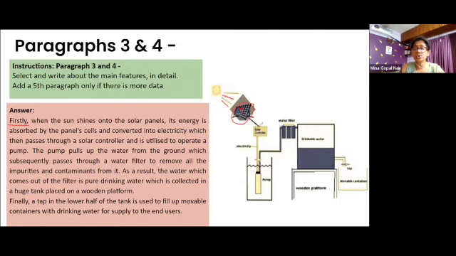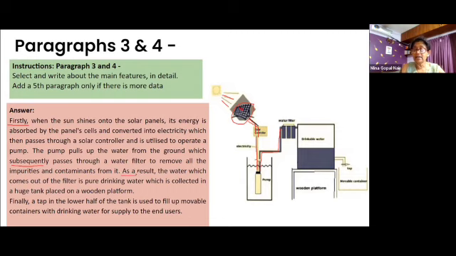Now this electricity passes through a solar controller and is utilized to operate a pump. So the electricity passes through the solar controller and you can see that it is going towards this pump. So it is used to operate the pump. Then what happens? The pump pulls up the water from the ground, which subsequently, another linking word, passes through a water filter to remove all the impurities and contaminants from it.